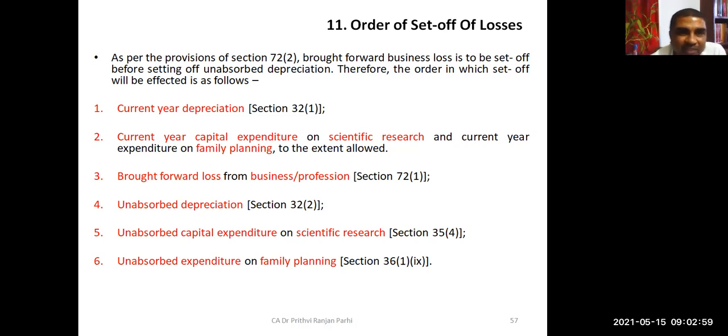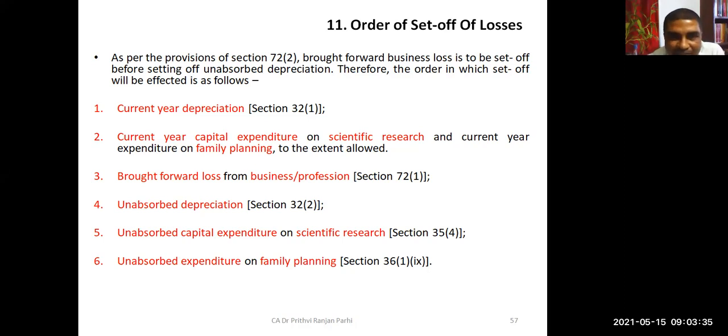So the first priority is that you see what is to be charged from the income: current year's depreciation. First, whatever income is there, current year's depreciation has to be charged. Next is current year's capital expenditure on scientific research and current year expenditure on family planning. If you have already studied the chapter PGBP, you know these are allowed expenditures. So depreciation will be allowed, then scientific research expenditure and family planning expenditure, to the extent it is allowed, also has to be done.